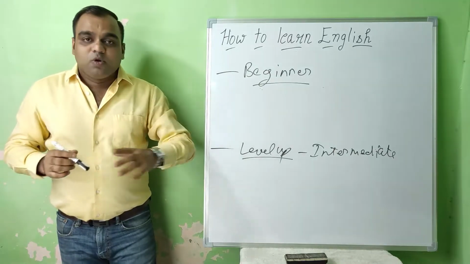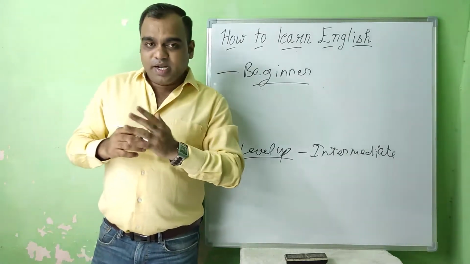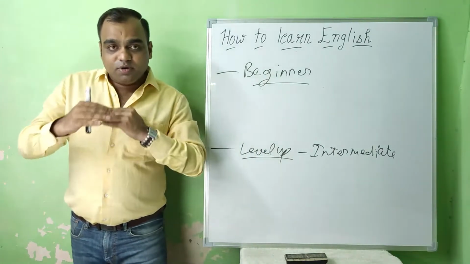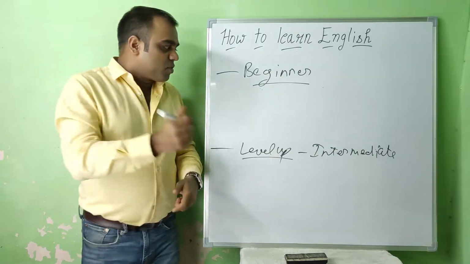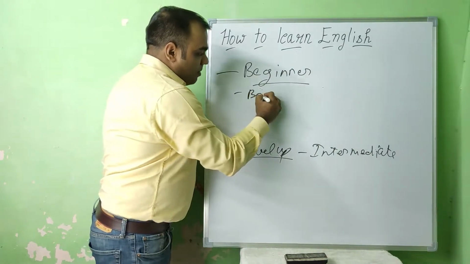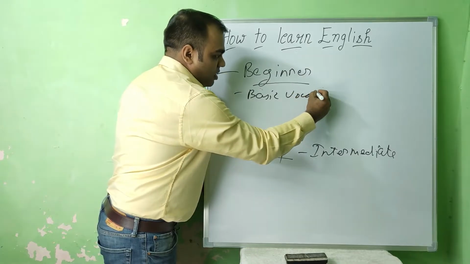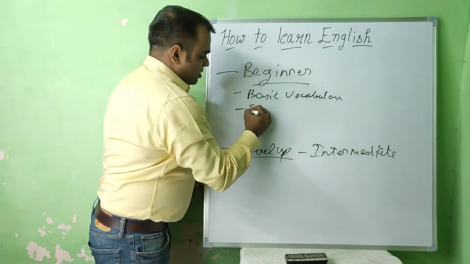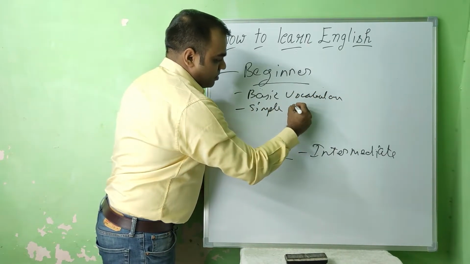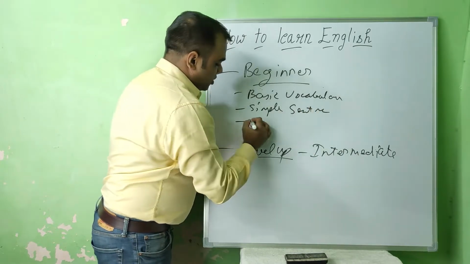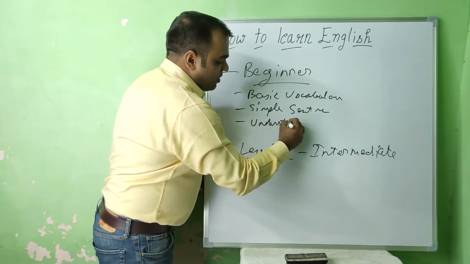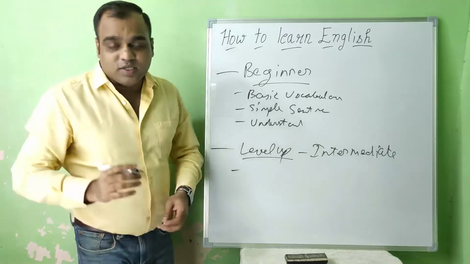So then we come up to the next level, which is intermediate. In intermediate, you have to understand. Now here you have to improvise yourself. Once you've improved on your basic vocabulary and simple sentences, and you are able to understand, when you have completed all this, then we level up, which is intermediate.